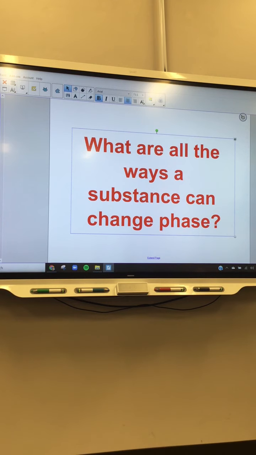Is there such a thing as a gas turning into a solid? Yes, if we have time, I'm going to show you a video of how that could happen. It doesn't happen very often, but yes.